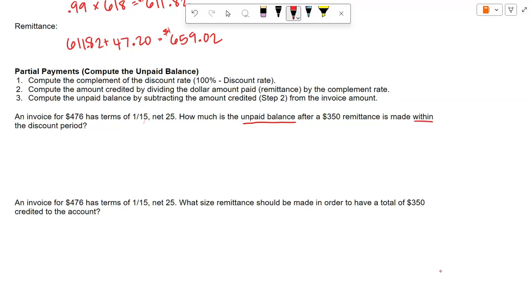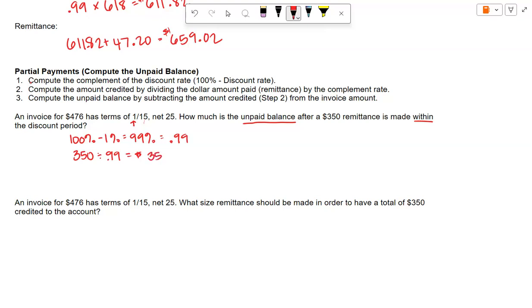Okay, so the first thing I'm going to do, which is step 1, is to compute the complement of my discount rate. So 100% minus the discount rate of 1% is 99%, which is also equivalent to 0.99. Okay, step 2 says to compute the amount credited by dividing the dollar amount paid by the complement rate. Okay, so they paid $350 divided by 0.99 or 99%.